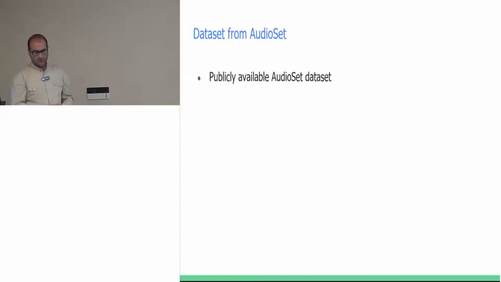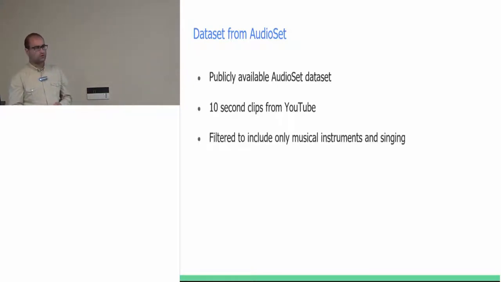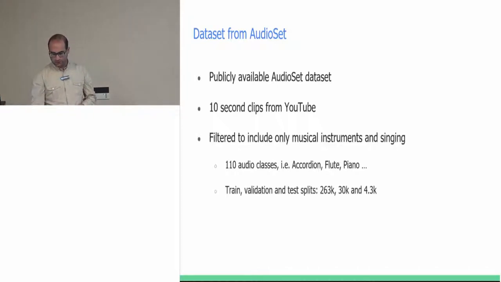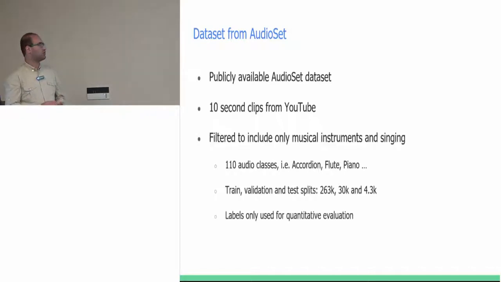So they use the publicly available AudioSet dataset, and this dataset consists of 10 second YouTube video clips. They filtered it to include only musical instruments, and at the end they achieved 110 audio classes, for example accordion, flute or piano. In total they have 300K videos with a split of 260K train, 30K validation and 4K test. Labels are only used for quantitative evaluation, so this is completely self-supervised learning because the audio and visual frames are already synchronized in the video.